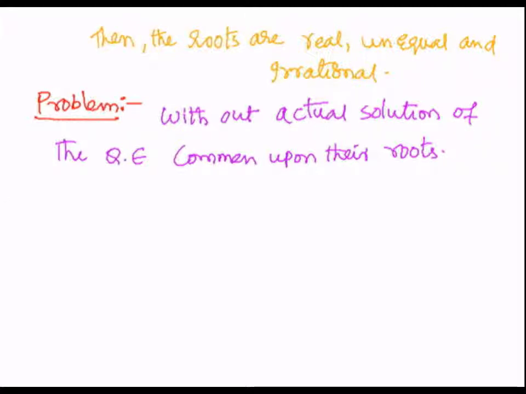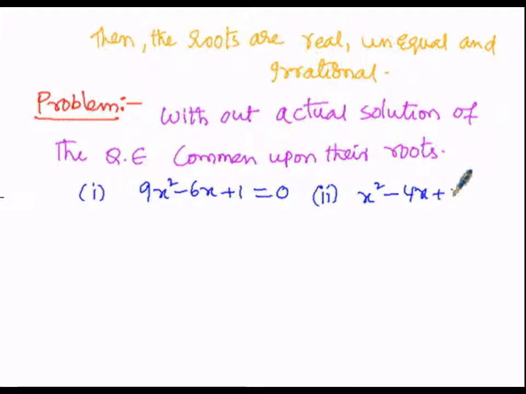the quadratic equation. The quadratic equations are: 9x square minus 6x plus 1 equals to 0, that is the first one. Whereas in the second case, x square minus 4x plus 5 is equals to 0. Solution starts now.